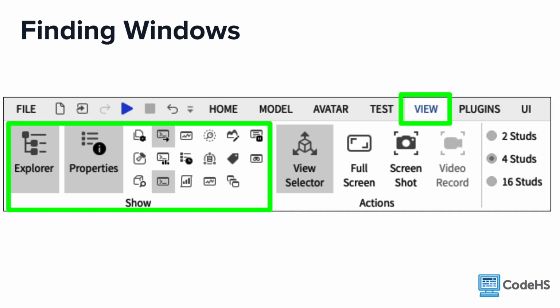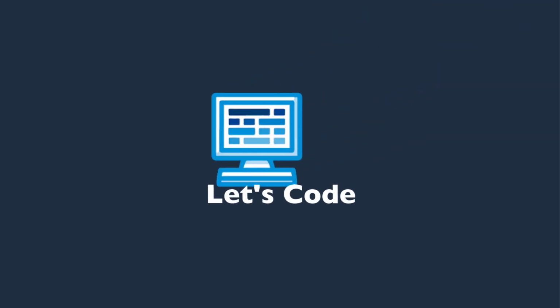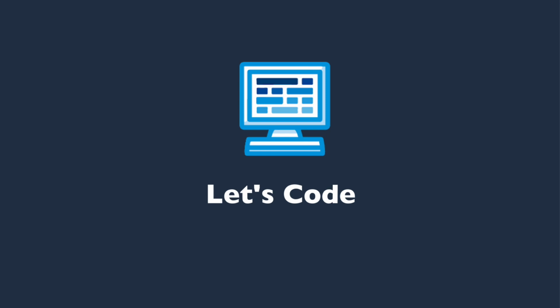Sometimes Roblox Studio may open without one of these windows showing. If you are looking for a window but don't see it, you could always go to the View tab. In the Show section, you can see all of the different windows and select the ones that you want to show. All right, well now you're ready to start coding in Roblox Studio.